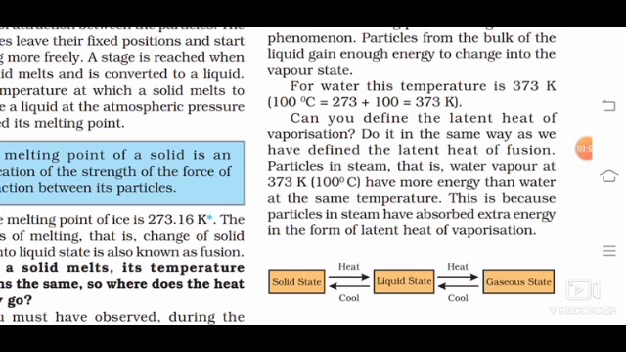Here they are asking, latent heat of fusion is given, and just try to define latent heat of vaporization. That you can do from the above paragraph.